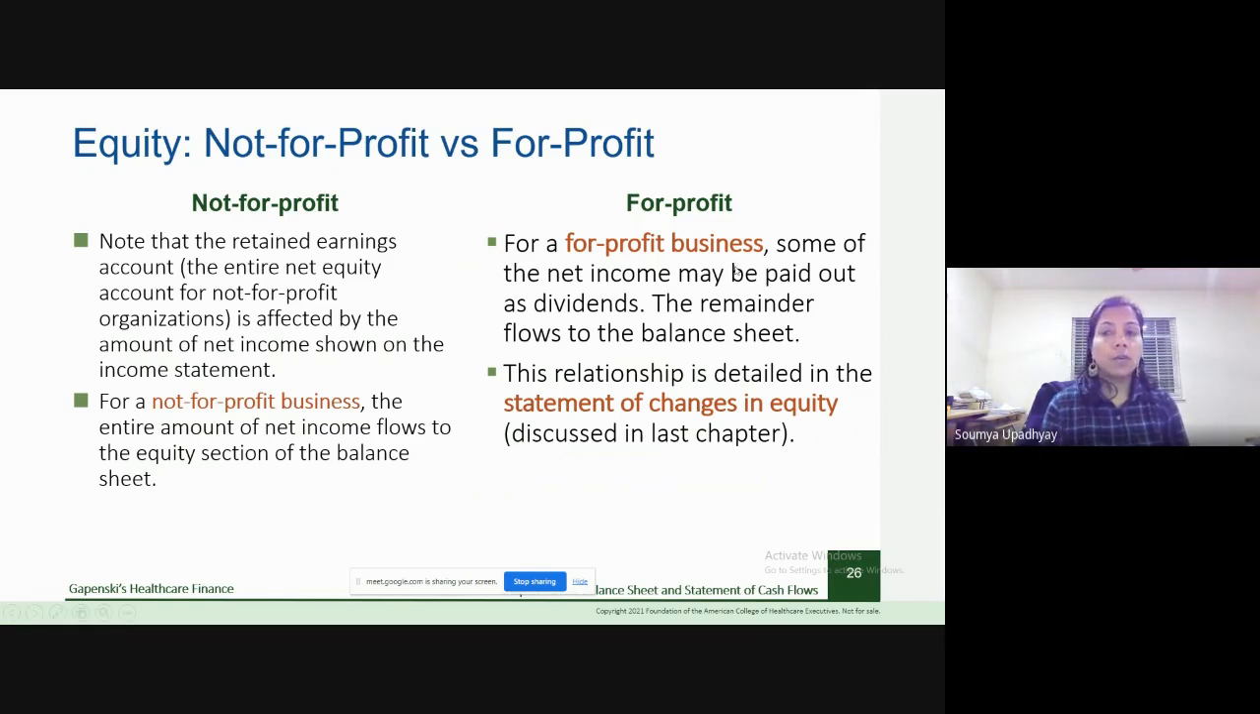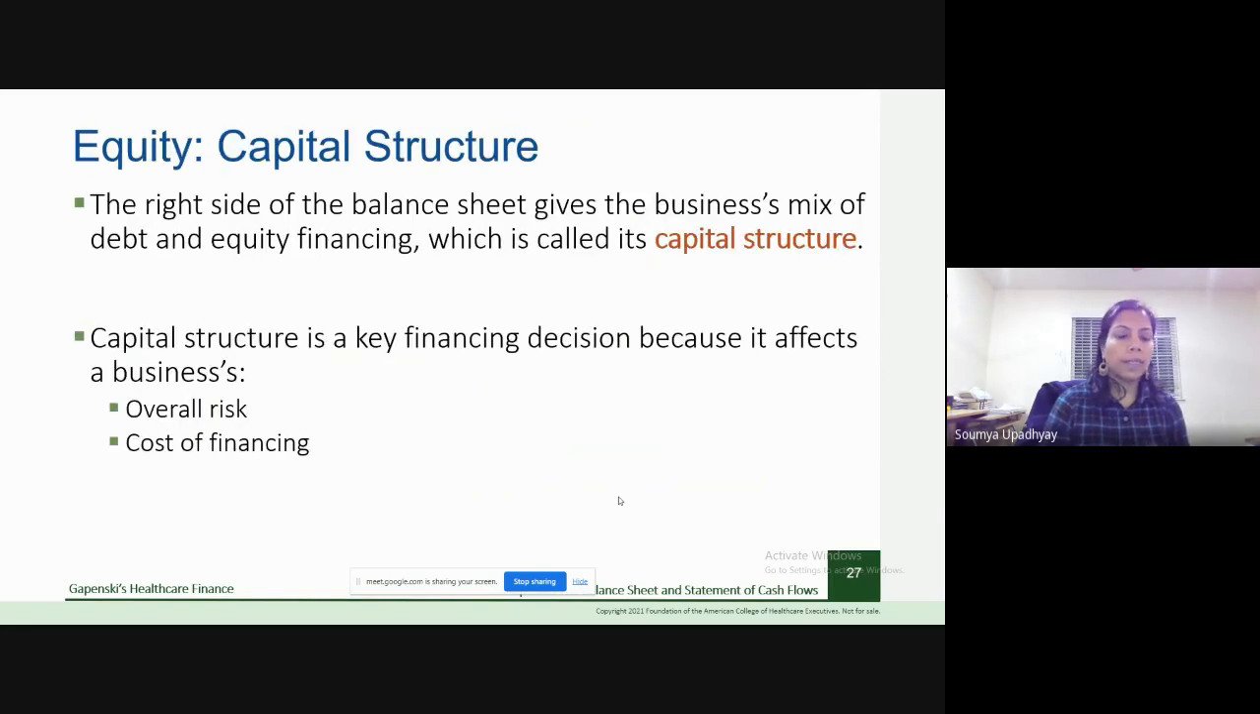However, for a for-profit business, some of the net income has to be paid out as dividends, and then the remainder flows to the balance sheet. This relationship is detailed in the statement of changes in equity, which was a part of the last chapter. We did talk about it. So these are the two differences, and we went over them even last week when we discussed the income statement. Many of you might remember it as well. Okay, one more slide and finish.